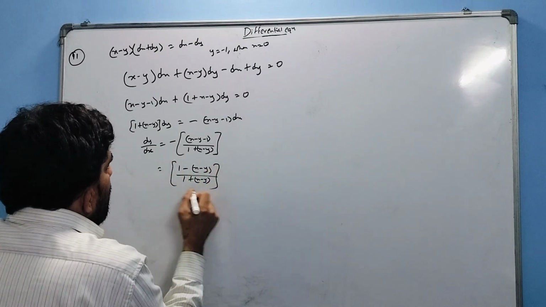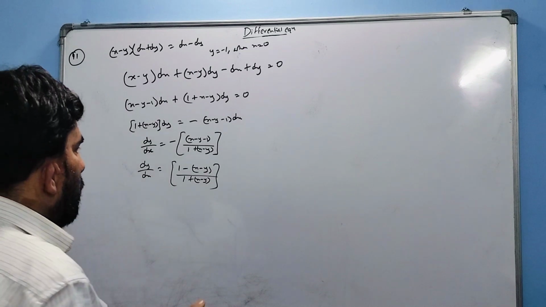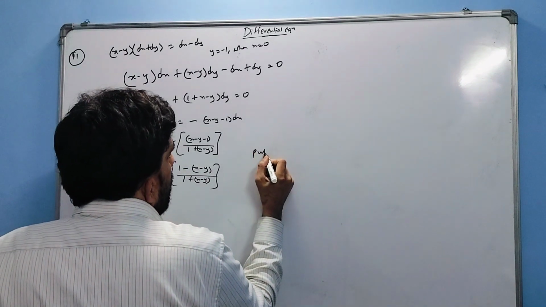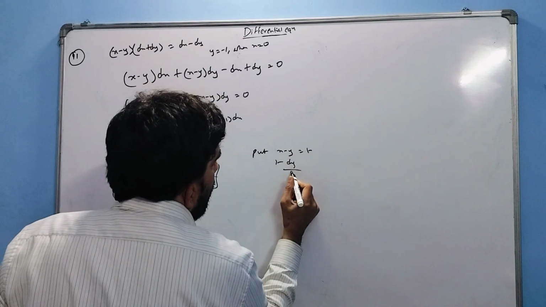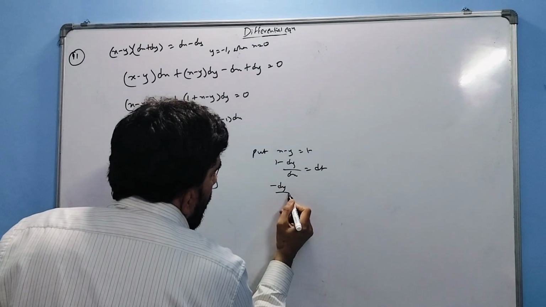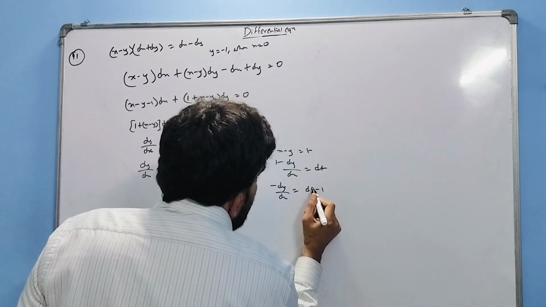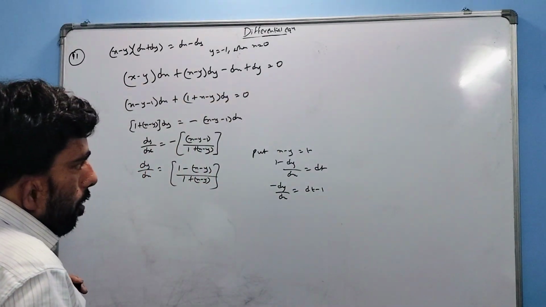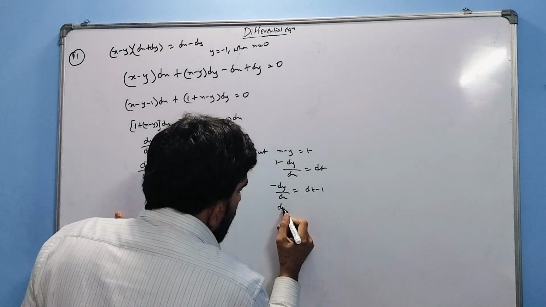This is equal to dy upon dx. Now what we can do here: put x minus y is equal to t, so that 1 minus dy upon dx is equal to dt. Minus dy upon dx is equal to dt minus 1. Or if I take the minus common, dy upon dx will be 1 minus dt.